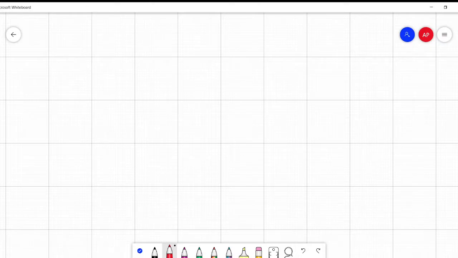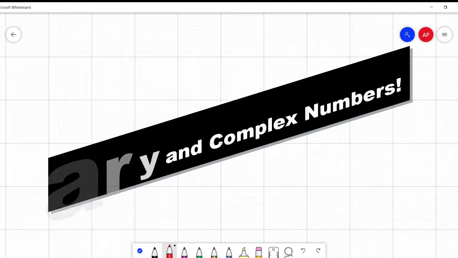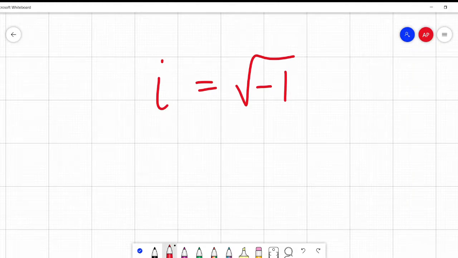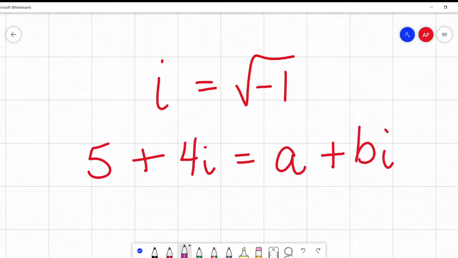Today's lesson is on adding and subtracting imaginary numbers and complex numbers. Imaginary numbers are things involving i, or the square root of -1, and complex numbers are when you have a regular number, like say 5, in front of your i, or it could be 4i or 3i or whatever. It's that pattern, which they are going to represent in your math book as a plus bi. a and b can be any regular old number.